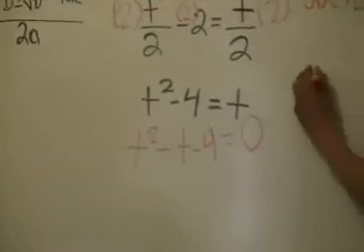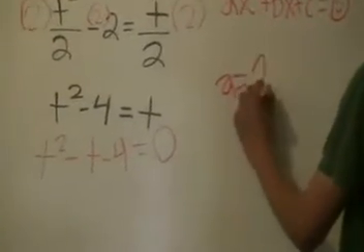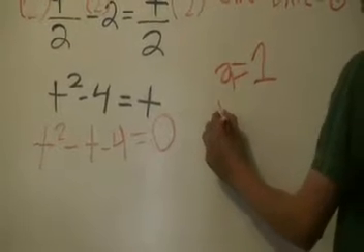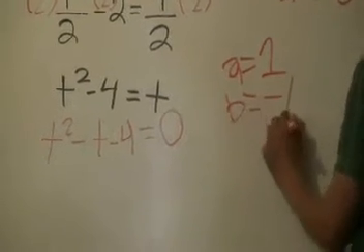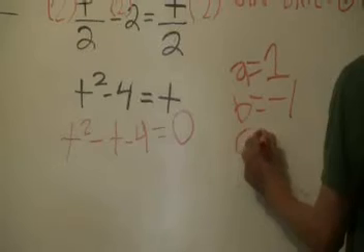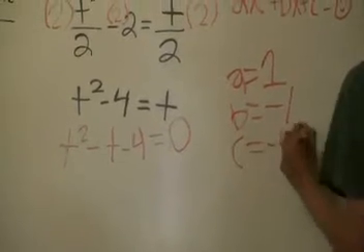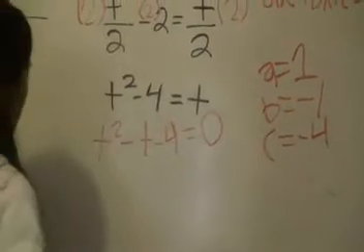So a is equal to 1, b is equal to negative 1, and c is equal to negative 4. So you plug these numbers into the equation.